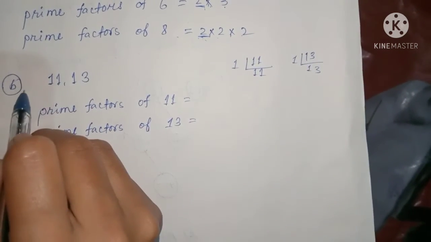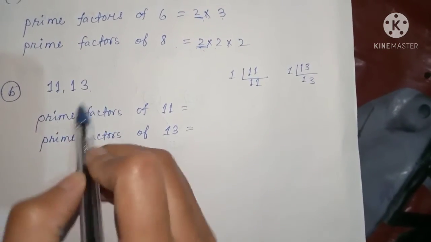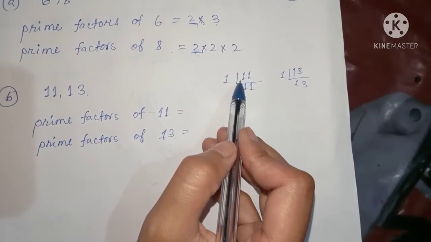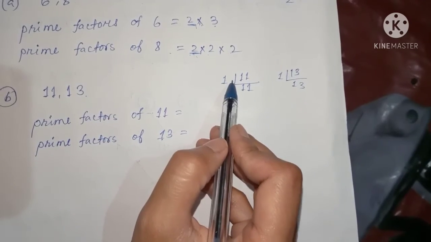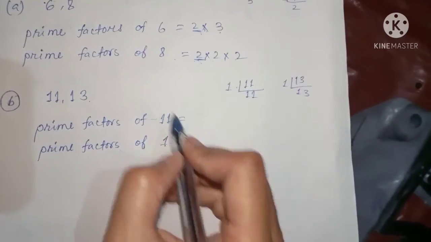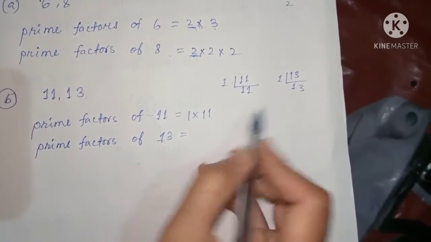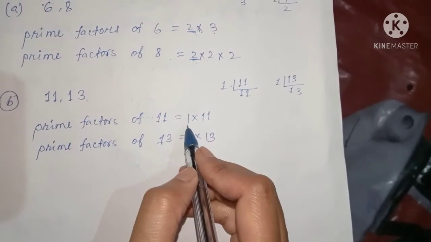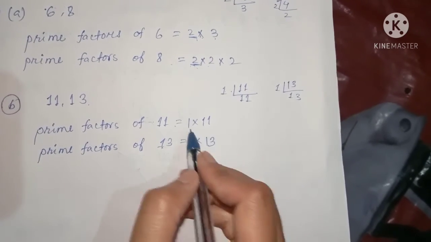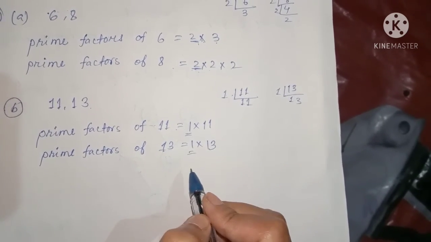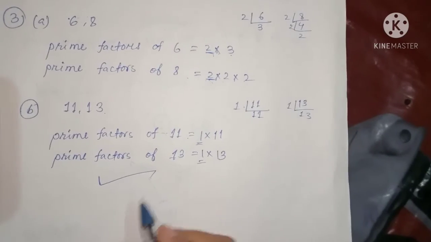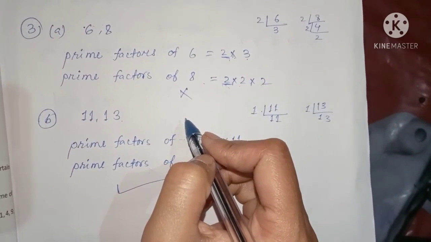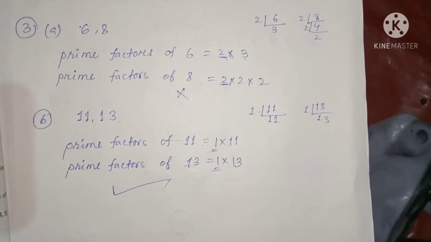Next come to question number B, 11 and 13. So the prime factors of 11 and the prime factors of 13. 11 is divided only by 1 and itself, so this is a prime number, and for 11 we have 1 into 11. For 13 similarly 1 into 13. So we have to find the common factors between them. We have got 1 as the common factor, so this is a twin prime. Okay, understood? So all of you solve the rest of question number 3.